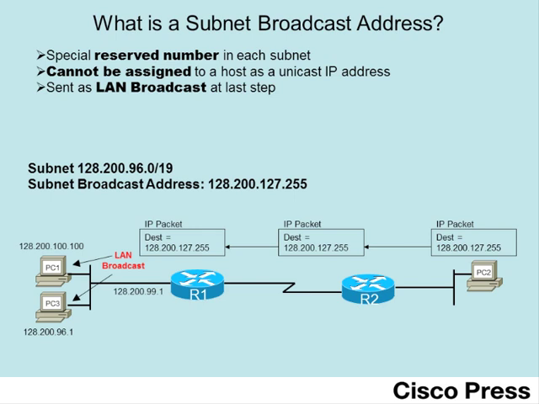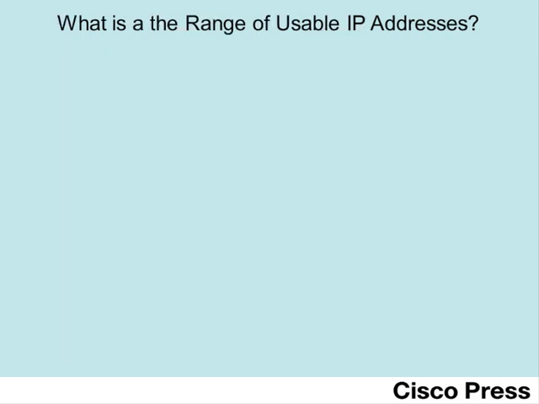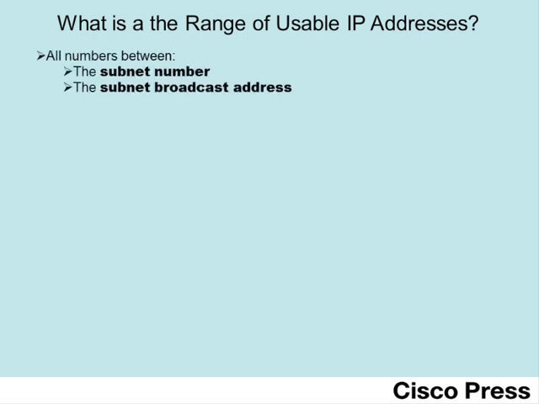Next, let's talk about our second big piece of information to discover in this video, which is the range of usable IP addresses in a subnet. First of all, the range is simply the numbers between the subnet number and the subnet broadcast address. You can't use the subnet number and you can't use the subnet broadcast address as an IP address for a host, so we have to avoid those, but all the numbers in between the two can be used.